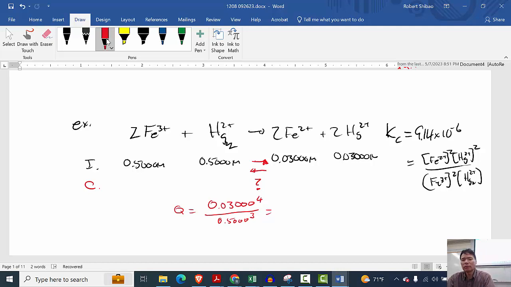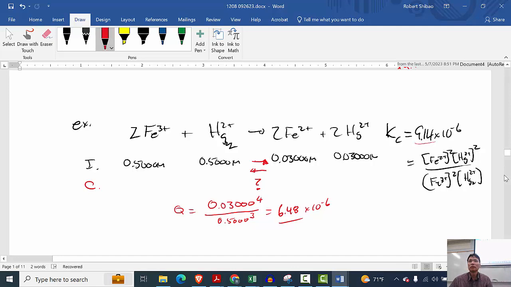So let's go ahead and calculate it. I'm going to go 0.03 to the fourth, divided by 0.5 to the third. And I get 6.48 times 10 to the minus 6. When I look at that, 6.48 times 10 to the minus 6 versus 9.14 times 10 to the minus 6, they're actually pretty close. If they're pretty close, then that means I'm close to equilibrium. But which one's bigger? 9.14 or 6.48?